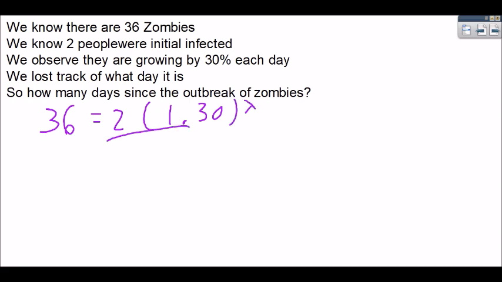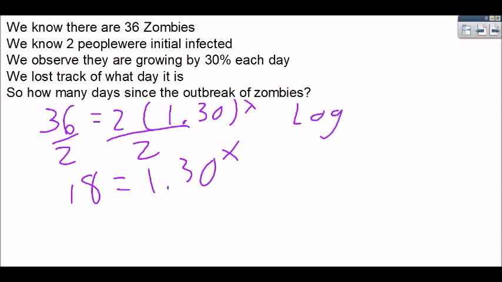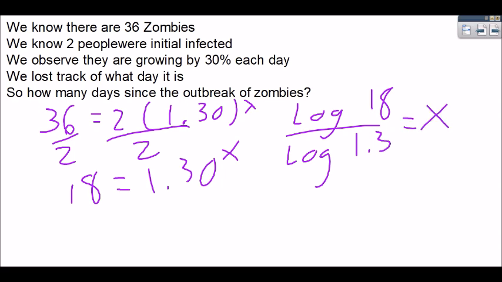So I can divide by 2. So now I have an answer, a base, and an exponent, and I can do log of my answer divided by log of my base is equal to x. Now that I have x all by itself, I can put this into my calculator, and I find that I get x is equal to 11.